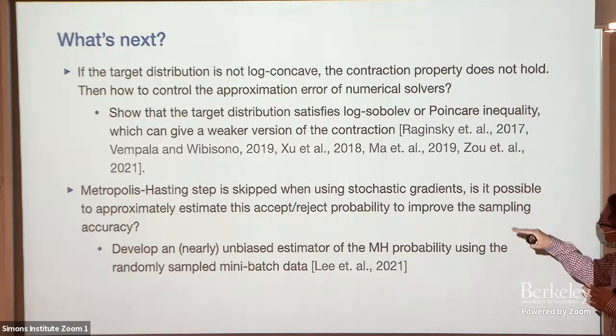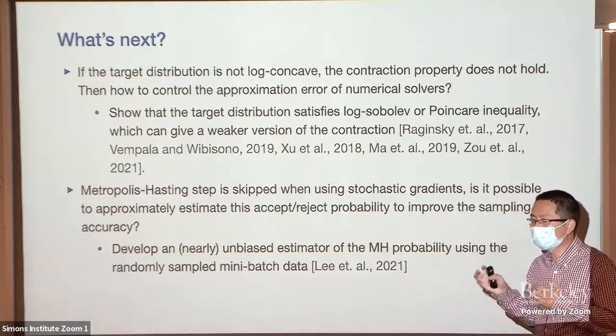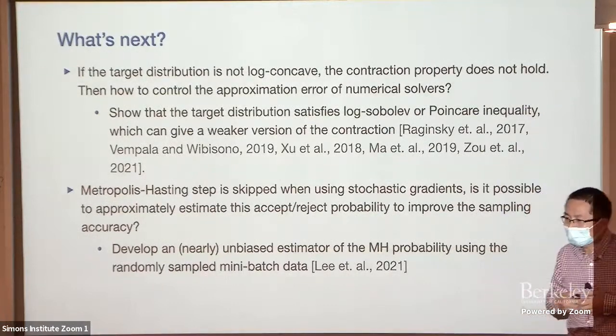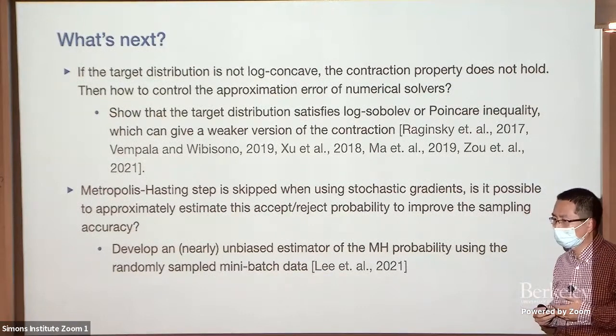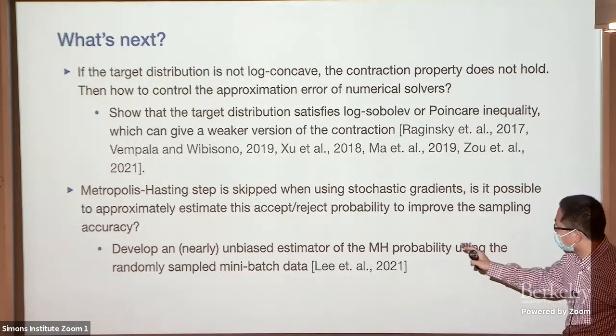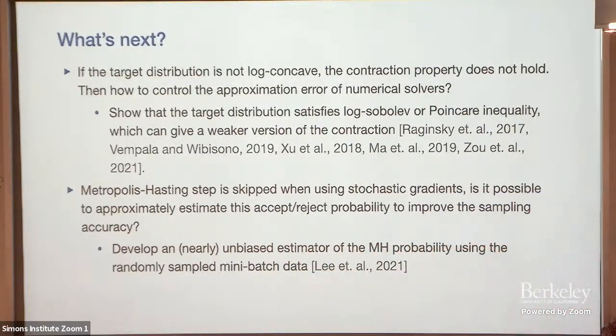Another direction: at the beginning, I mentioned that I removed the Metropolis-Hastings correction step because I don't know how to come up with a stochastic estimate for the rejection or acceptance probability. But in one of the talks in this workshop, I saw they're using a very clever idea to construct a nearly unbiased estimator of the Metropolis-Hastings probability. So it might be interesting to think about whether we can combine this Metropolis-Hastings step with the current stochastic gradient algorithm. That's all I want to talk about.